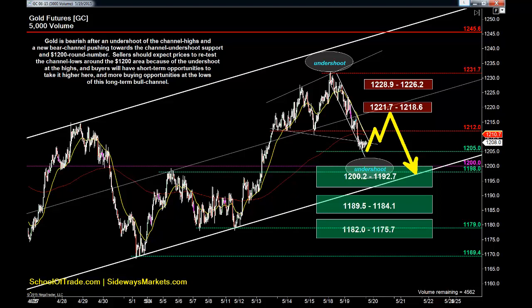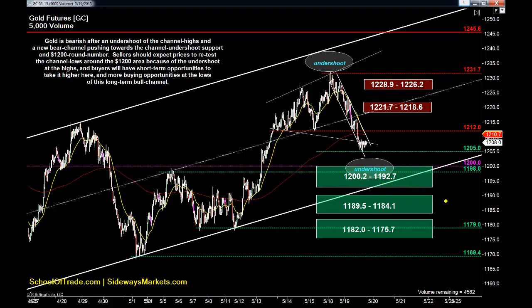The 1198 appears to be the better area of support for tomorrow. What if we just take off the downside? If we take off the downside, you know we're selling those rips. And again, we're going to have to really be careful selling into this channel low.